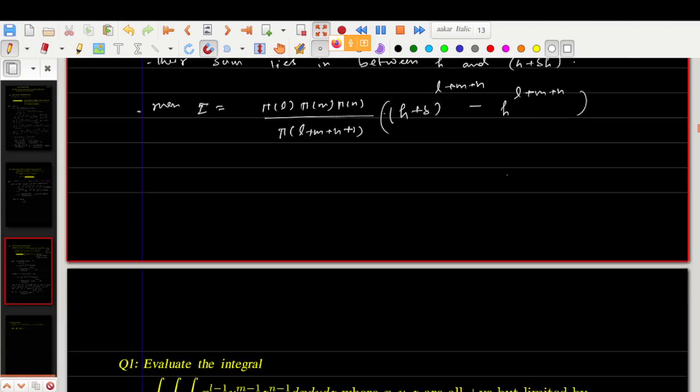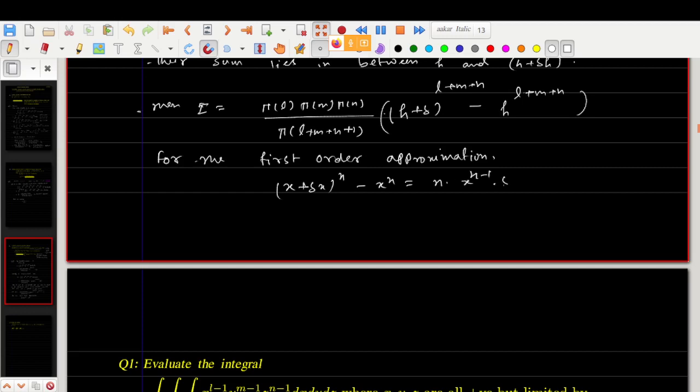So now for the first order approximation, (x plus delta x) to the power n minus x to the power n, that is f of b minus f of a, equals, by the Lagrange theorem, n times the derivative of the x to the power n function, right?